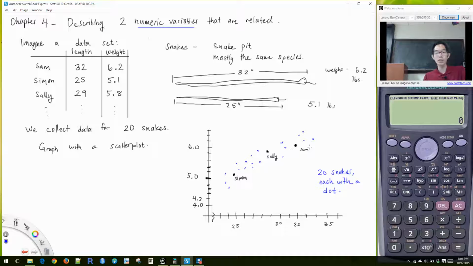And so if you had to describe an overall trend or an overall relationship between the length of a snake and the weight of a snake, what would you say? The longer the snake, heavier the... Yeah, so a good description would just be, snakes that are longer tend to weigh more. Snakes that are shorter tend to weigh less. Okay? So that seems to make sense.